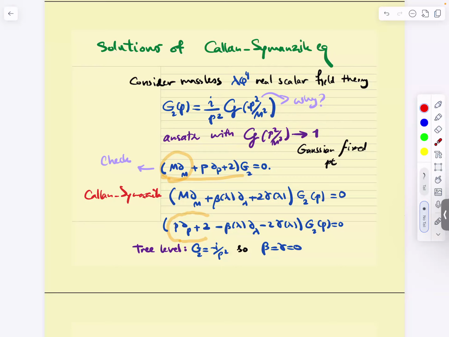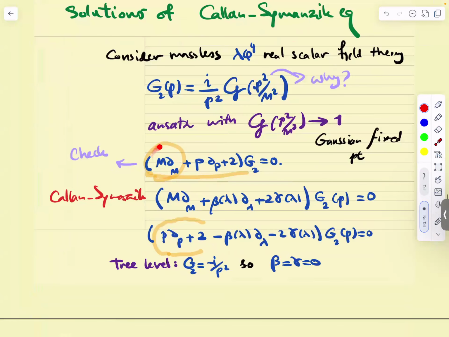All right. So take this as an ansatz for the 2-point function. It satisfies this equation. Can you see it? Just take derivatives. It will satisfy this equation.